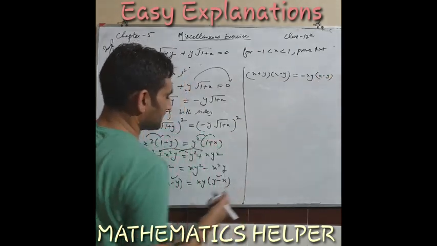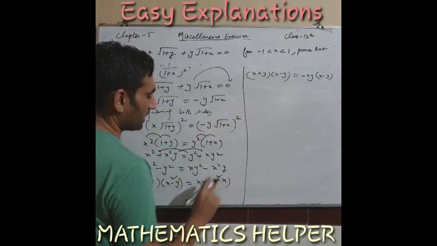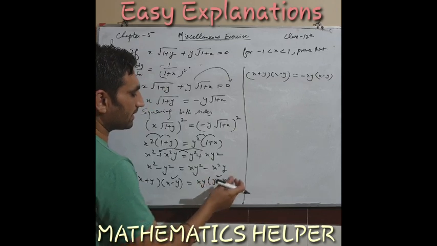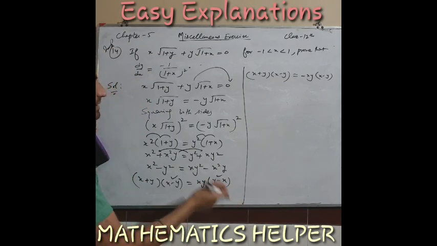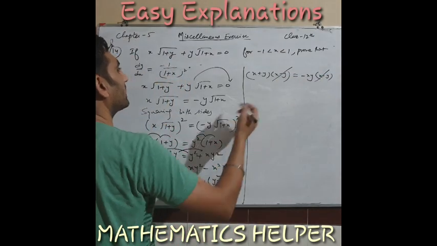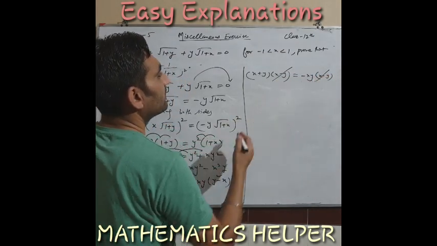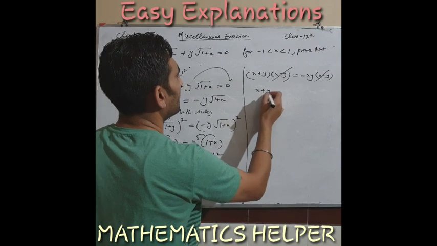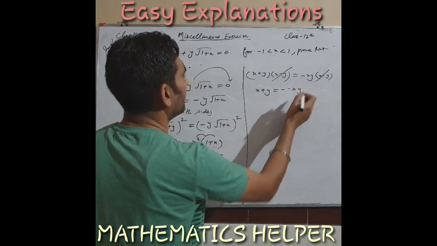Change their order and the sign in between. So you will have minus common in these two. x will come first and y after that by changing the sign. So you have this cancellation possible. x minus y will get cancelled. So you have this. Further, you have x plus y equal to minus xy.